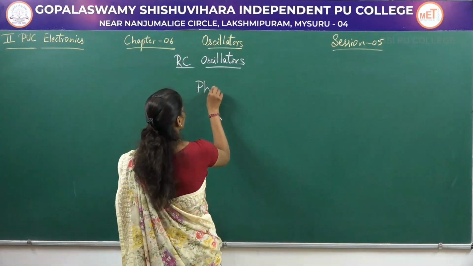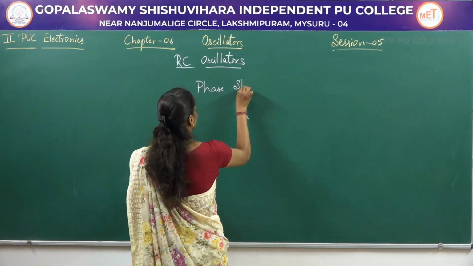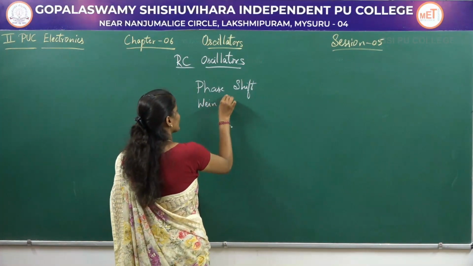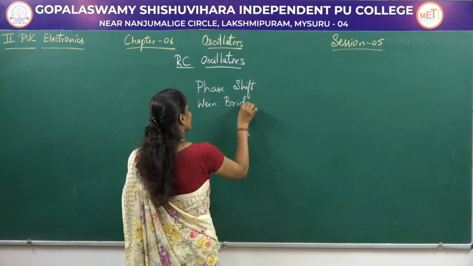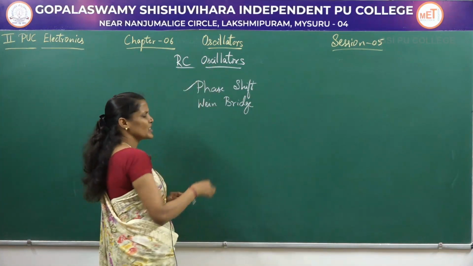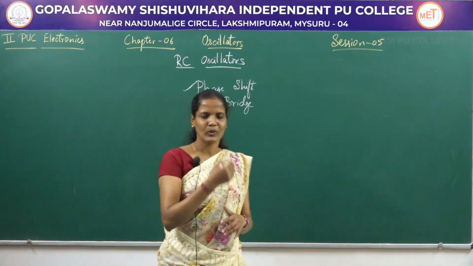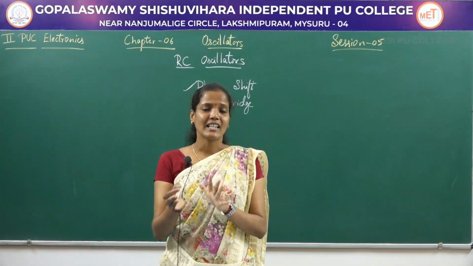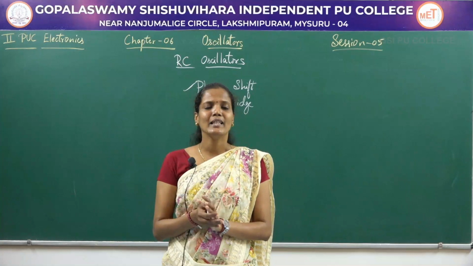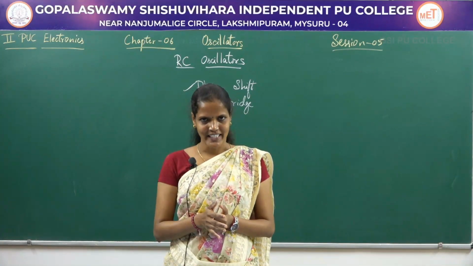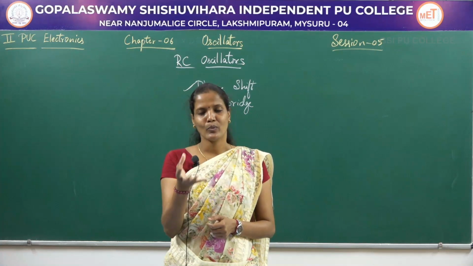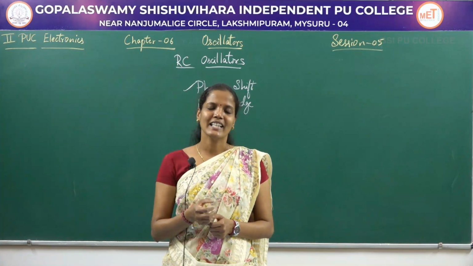Phase shift oscillators and the second one is Wien bridge oscillators. In today's session we will be dealing with the phase shift oscillators. In the next sessions we will be dealing with Wien bridge oscillators. So R and C are the two major components which help in generating the oscillating signals, and the feedback to the amplifier will be given from this RC network.